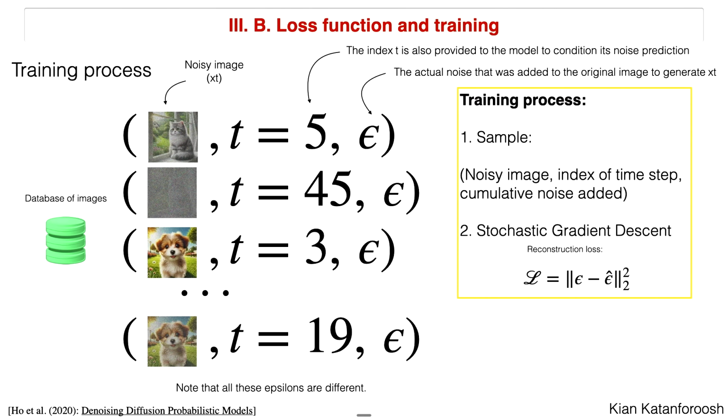Okay, so now just to recap the training process before we go to the test time inference. The training process is to sample a triplet: a noisy image, the index of the time step, how many times noise was added, and then the cumulative noise, epsilon, that was added to the clean image. And then you compute the reconstruction loss because you've built a model to predict noise and you also know the ground truth from that triplet. And that gives you the gradient that teaches your diffusion model to predict noise very well, given a noisy picture.